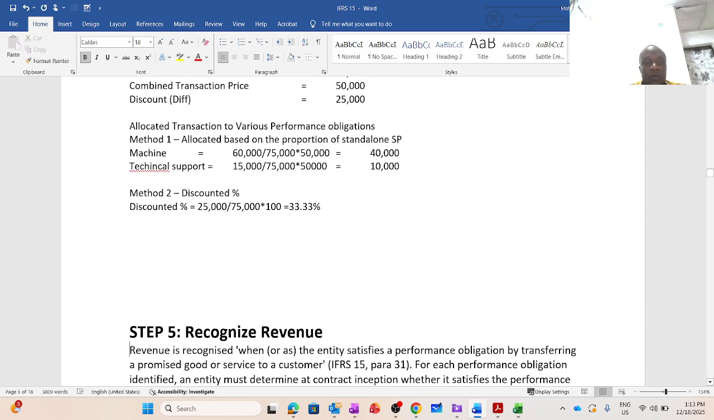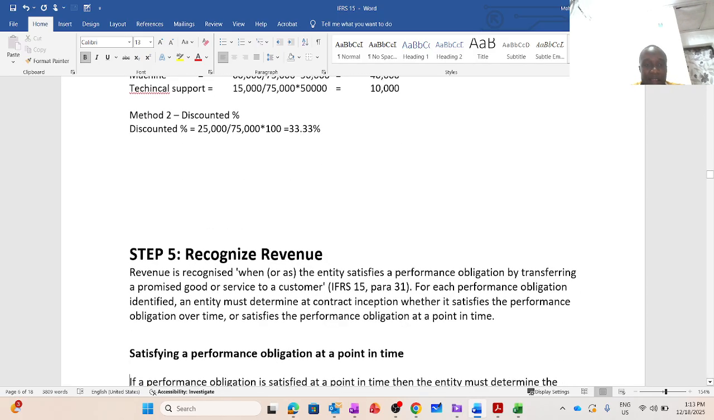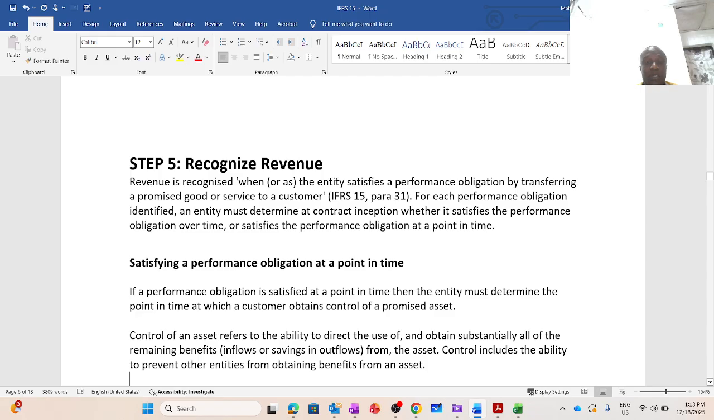So now we are going to look at stage 5, the revenue recognition, which is very important, and this is the key according to IFRS 15. We need to know at what particular point in time we are going to recognize revenue. Whether we are going to recognize revenue at a particular point in time, or whether we are going to recognize revenue over a period of time.